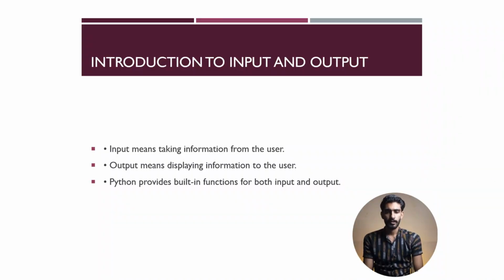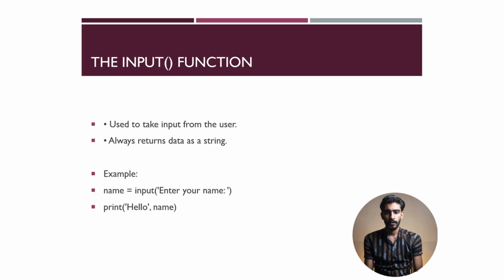In Python, input and output are fundamental for interacting with the user. We use input to get data from the user and the print function to display the data on screen. Input means taking information from the user and output means displaying information to the user. Python provides built-in functions for both input and output operations. The input function reads data from the keyboard. No matter what the user enters, it is always treated as a string until you convert it.